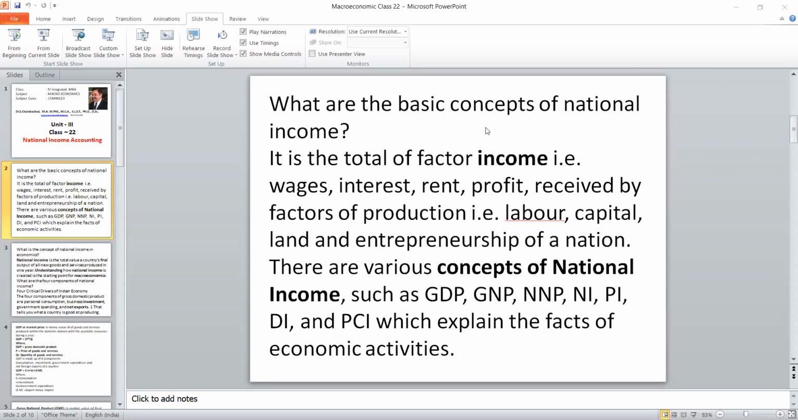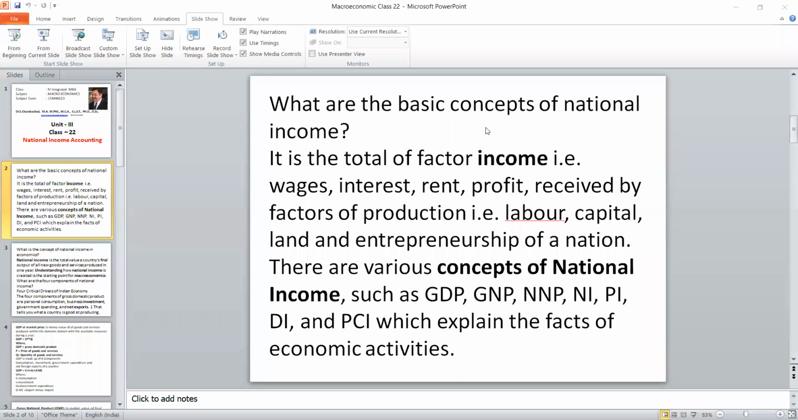It is a total of factor income, that is wages, interest paid, rent paid, profit acquired, all these things which are extracted from the labor, land, capital, and the other administration of the nation. So there are 7 concepts in national income. What are they? GDP, GNP, NNP, NI, PI, DI, and PCI, which are explaining the facts of economic activities.